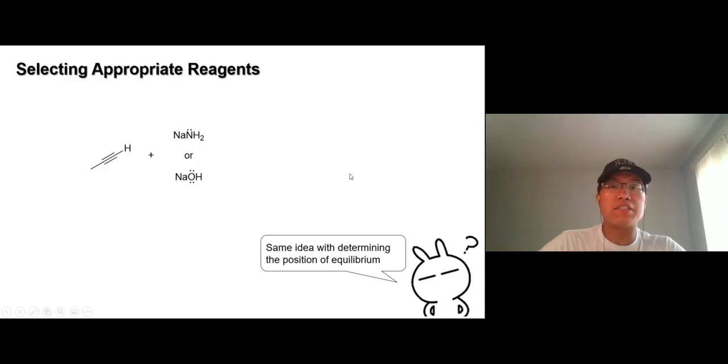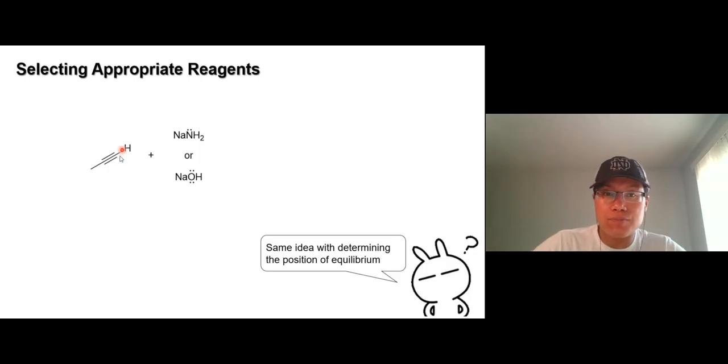Let's try this scenario. Okay, this is just the same as determining the position of equilibrium, but it's just a different scenario, a different flavor here, right? But it's the same concept there. All right, let's select an appropriate reagent to accomplish this acid-base reaction.